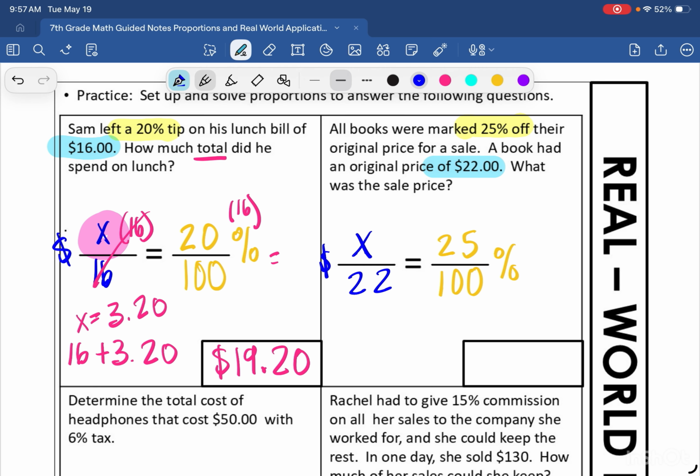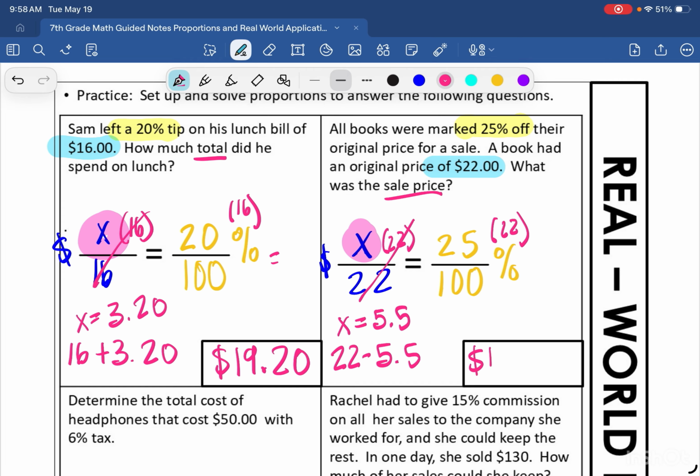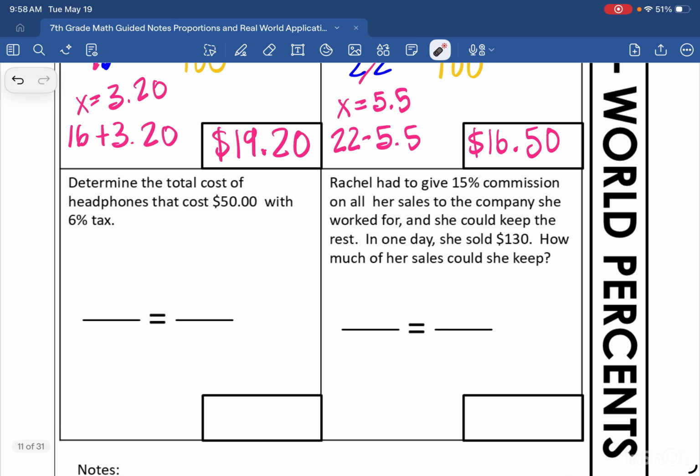And so my variable is already in the numerator here. So I'm going to multiply each side by 22 to isolate that. So 25 times 22 divided by 100, and that tells me x equals 5.5. So it says, what was the sell price? I need to take the original price and minus 5.5, and that's going to give me $16.50.